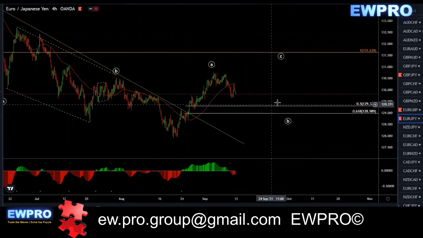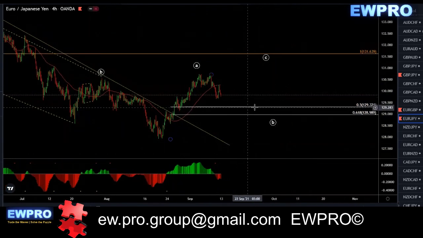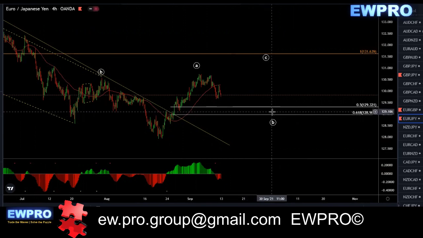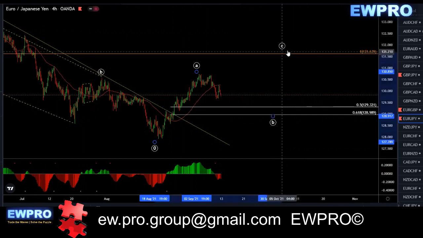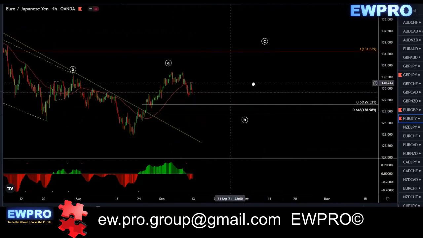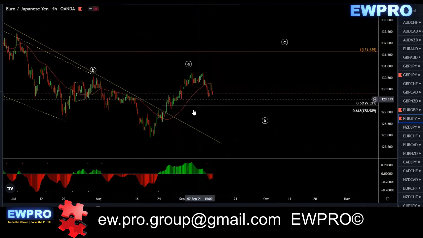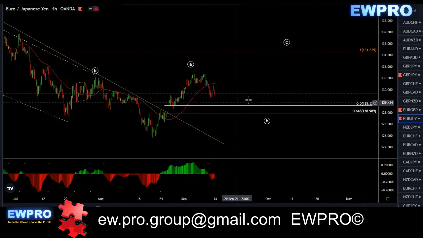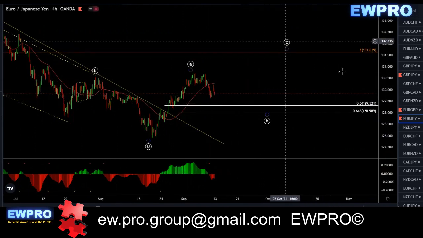So we're looking for that 50 fib retrace. If you get any bounce off the 50 fib or this 61.8 fib, and you get a nice buy setup, then you can start looking for that C up. But until that happens, it's very risky to be selling. It's better to wait for the buy setup and then look for that C up.